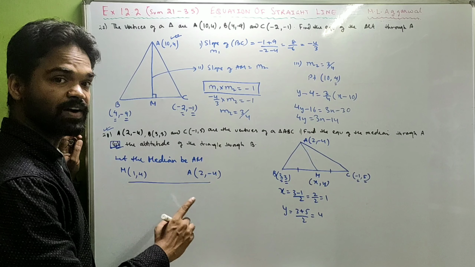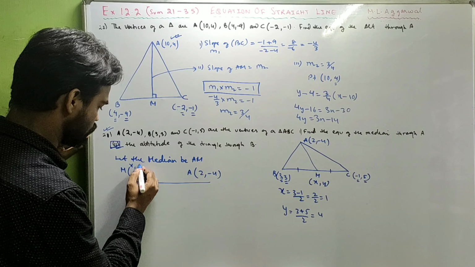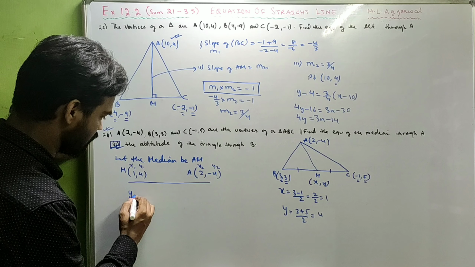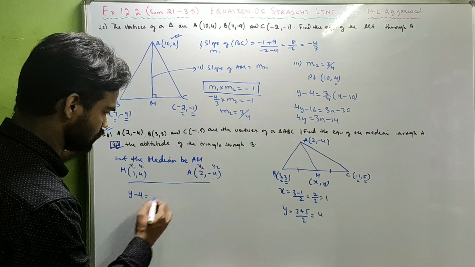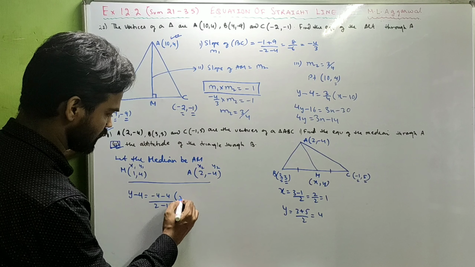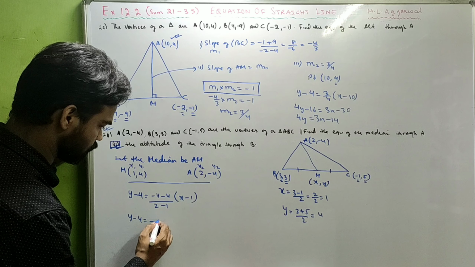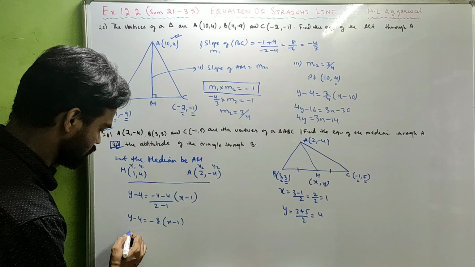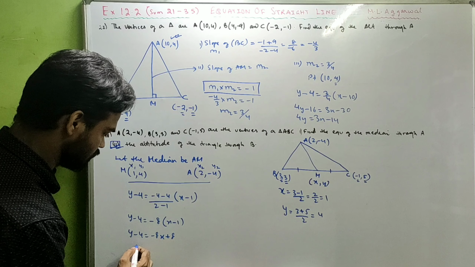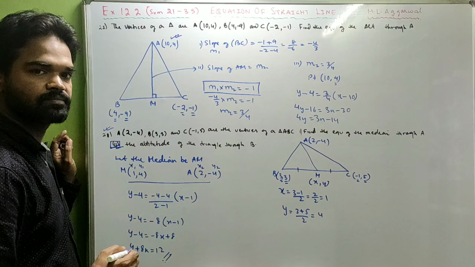We can easily find the equation, isn't it? Suppose this is x1, y1, this is x2, y2. So y minus y1 is equal to (y2 minus y1)/(x2 minus x1) times (x minus x1), which is y minus 4 equals minus 8 times (x minus 1), which is y minus 4 equals minus 8x plus 8, which is y plus 8x equals 12, isn't it?